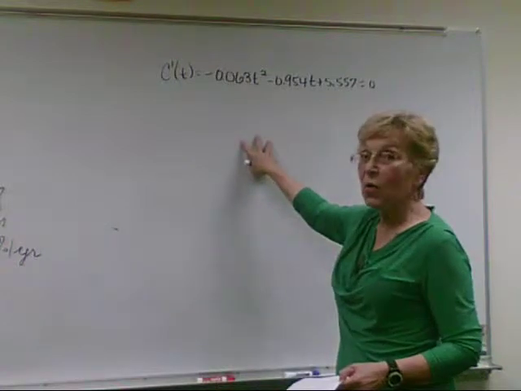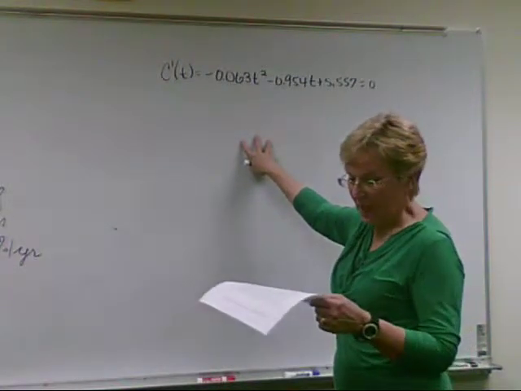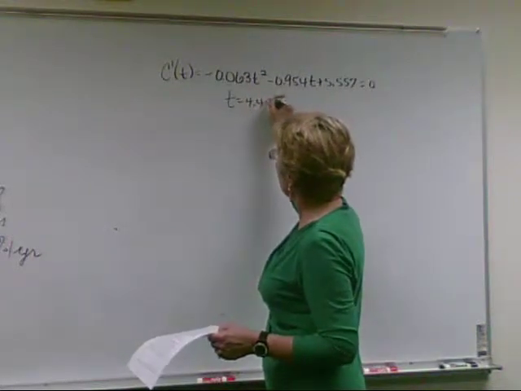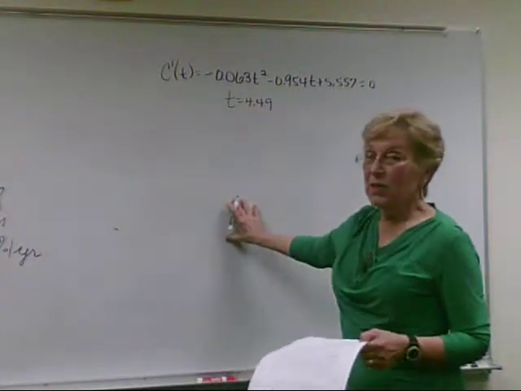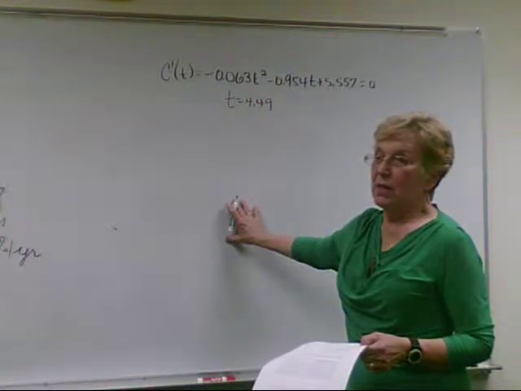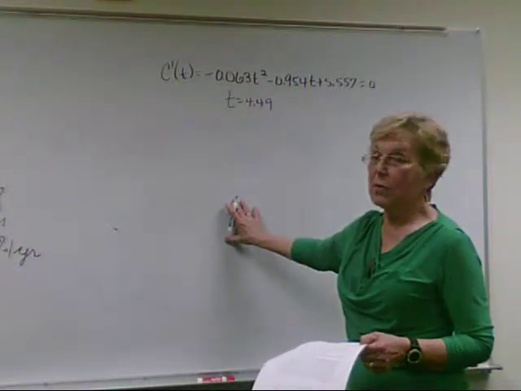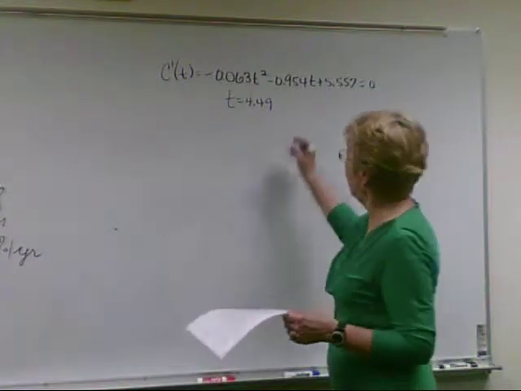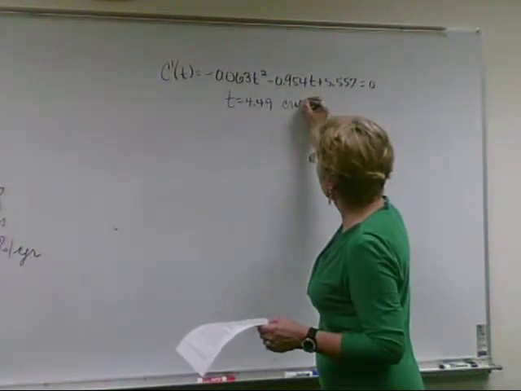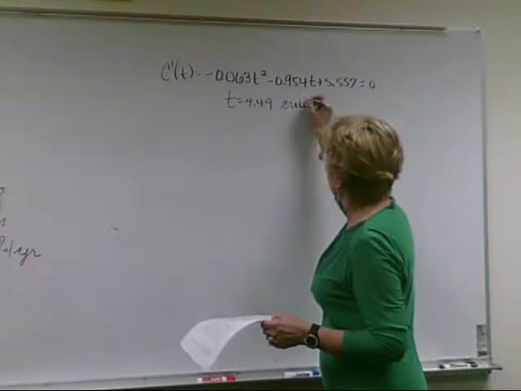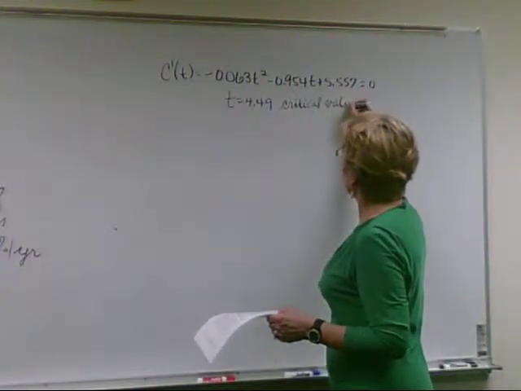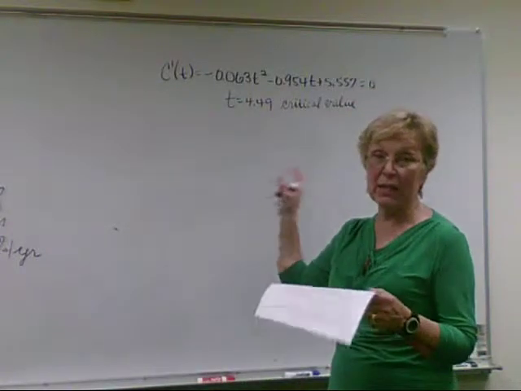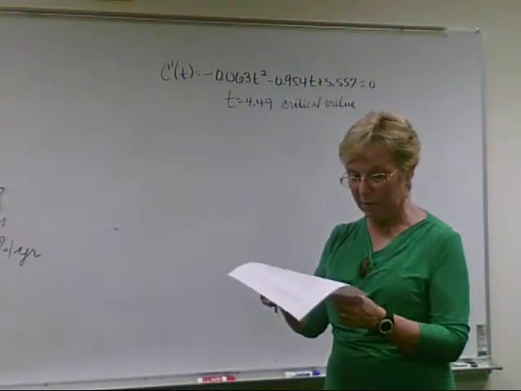This looks like quadratic formula. And I got t equals 4.49. I also got a negative, but I tossed that because negative years wouldn't make any sense. And I'm going to call this my critical value. And I keep emphasizing that because quite often students will stop and say, that's the answer, but it's not. It's where the max or min occurs.